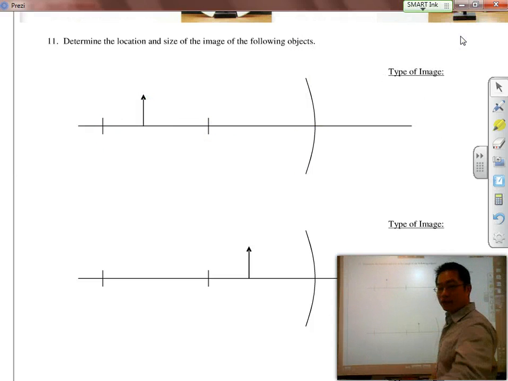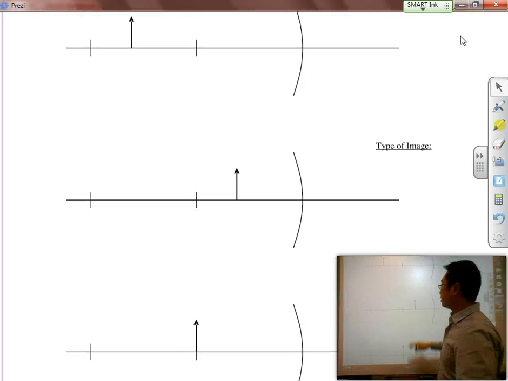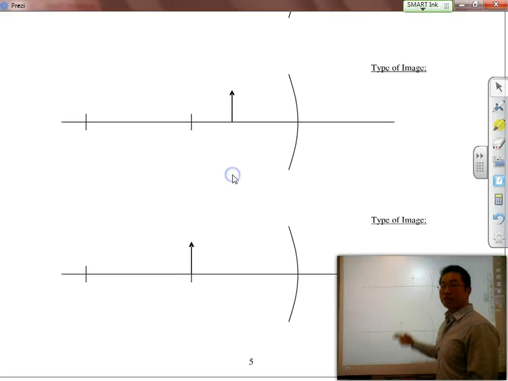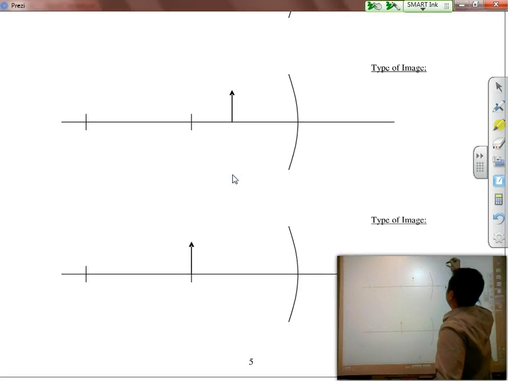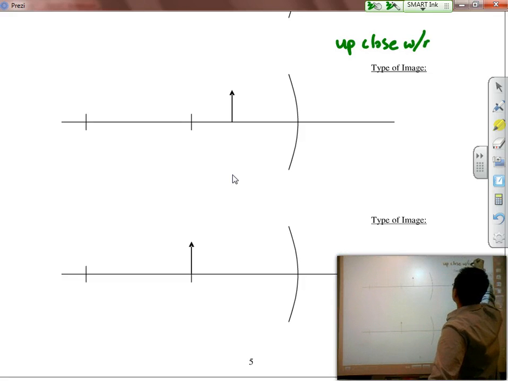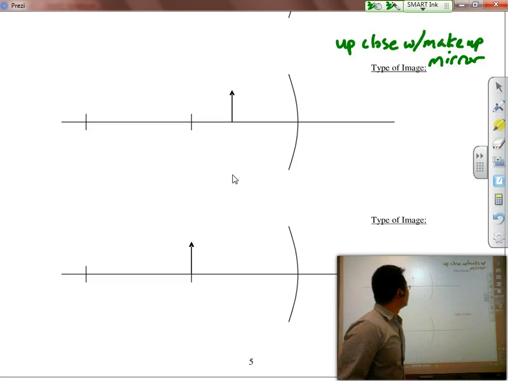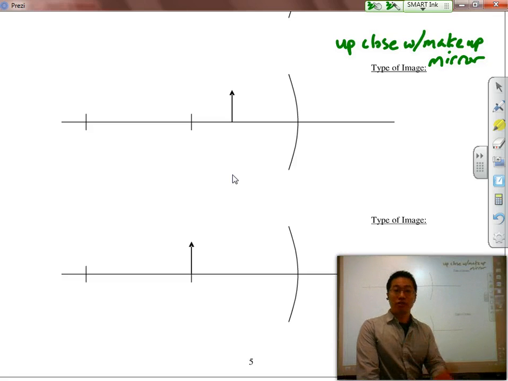If we look at the next example, okay, this is the example of up close with a makeup mirror. And this one gets a little bit trickier. The first line you want to draw, of course, is still parallel and through F.